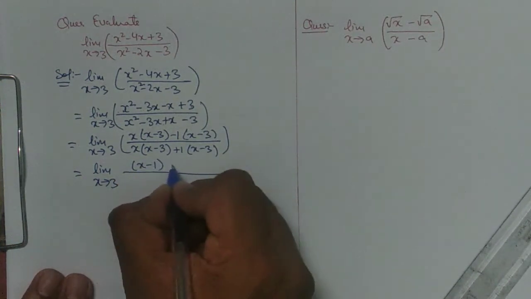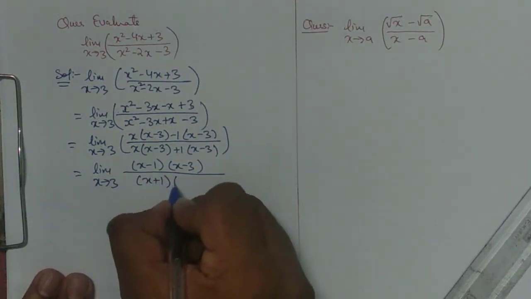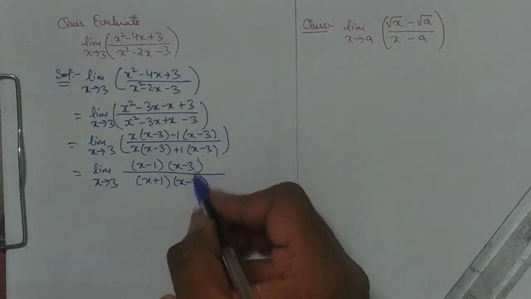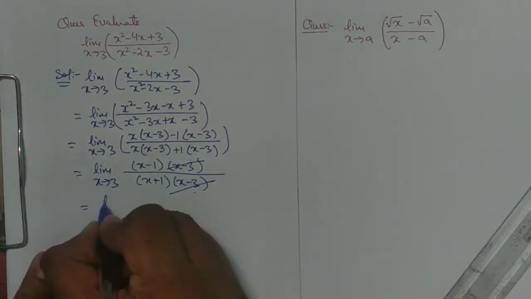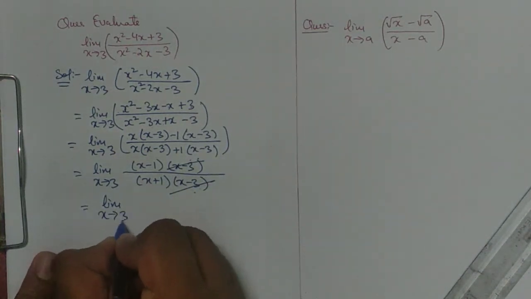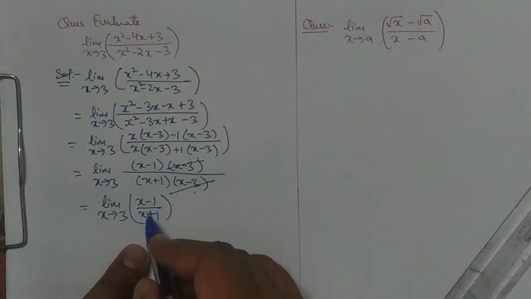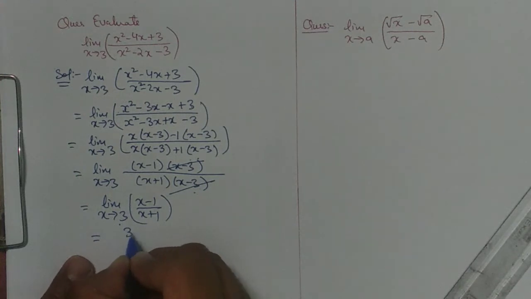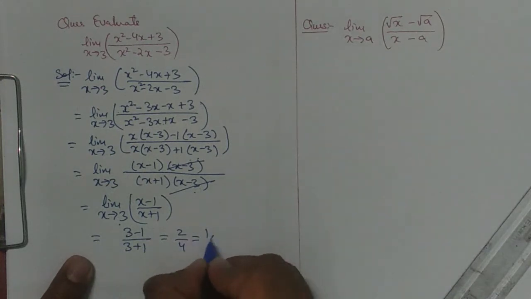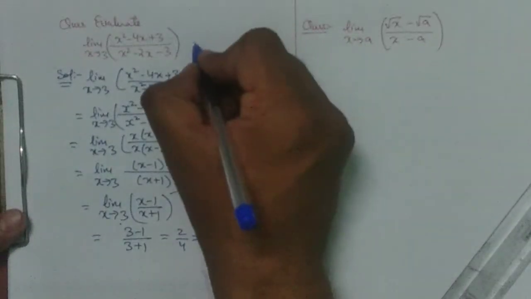So it will be equal to limit x tends to 3, x minus 1 into x minus 3 upon x plus 1 into x minus 3. Since x minus 3 is common in both numerator and denominator, they will cancel each other. So now I have limit x tends to 3, x minus 1 upon x plus 1. Now in this function I will substitute the value x equal to 3. So I will get 3 minus 1 upon 3 plus 1, which is equal to 2 upon 4, which is equal to 1 by 2. So the limit of this function as x tends to 3 is 1 by 2.